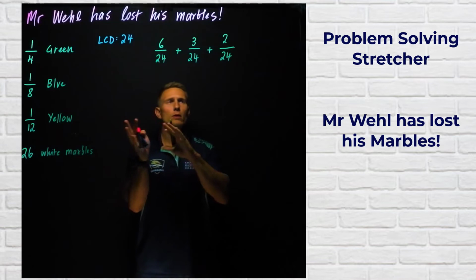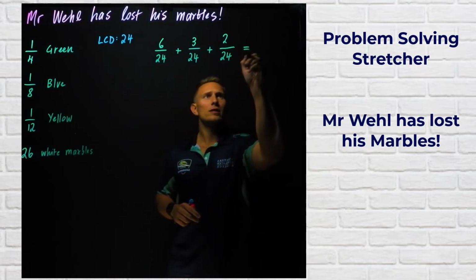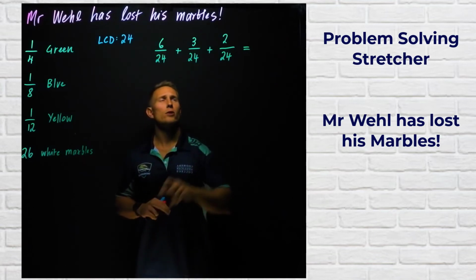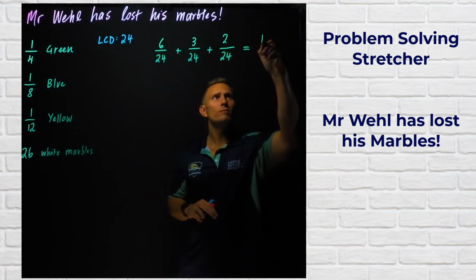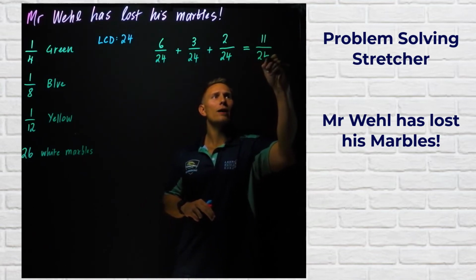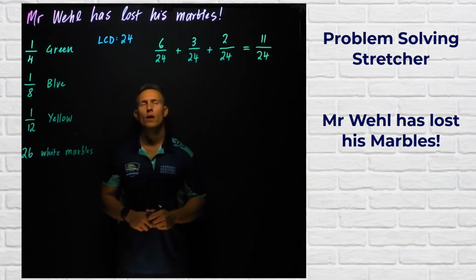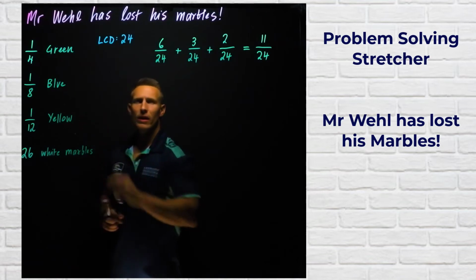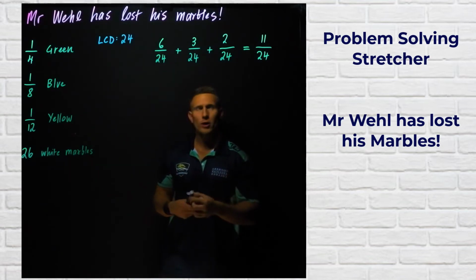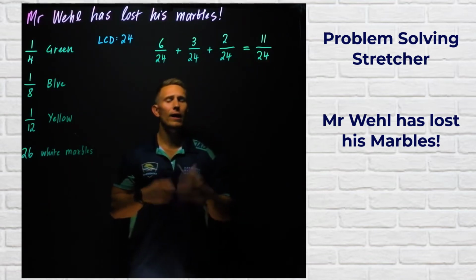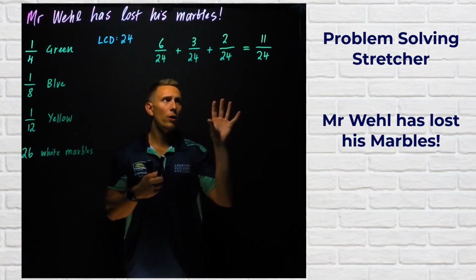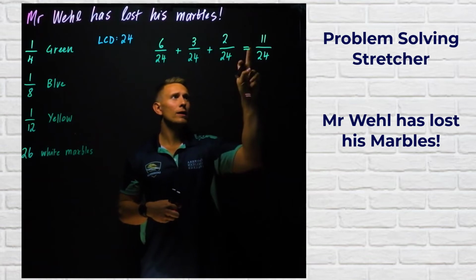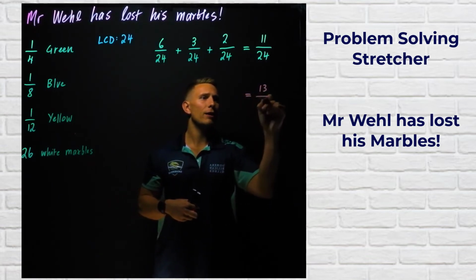Now adding these three fractions together is as easy as adding the numerators. So 6 plus 3 is 9 plus 2 is 11, so we have 11 out of 24. So we know that 11 out of 24 accounts for the green, the blue, and the yellow marbles. So what we need to do is work out the remainder of the whole. So the remaining part here is going to be 13, so 13 out of 24.